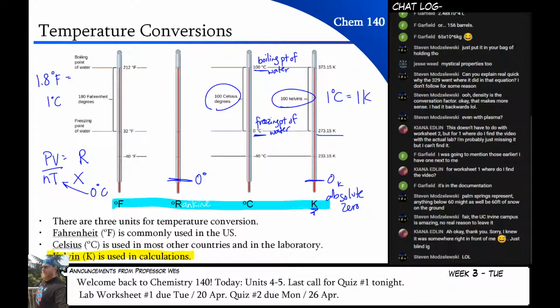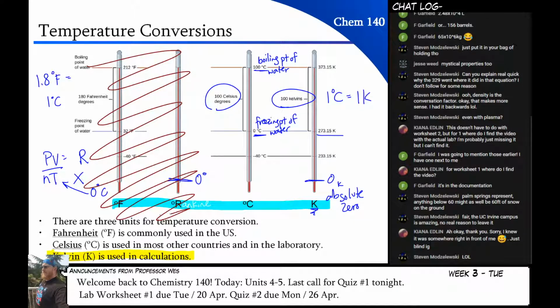But as far as we are concerned, we do not care at all about these two scales. These are dumb for our purposes. These two are the ones that we're going to use. And primarily of those two, we're going to try and use Kelvin the most.